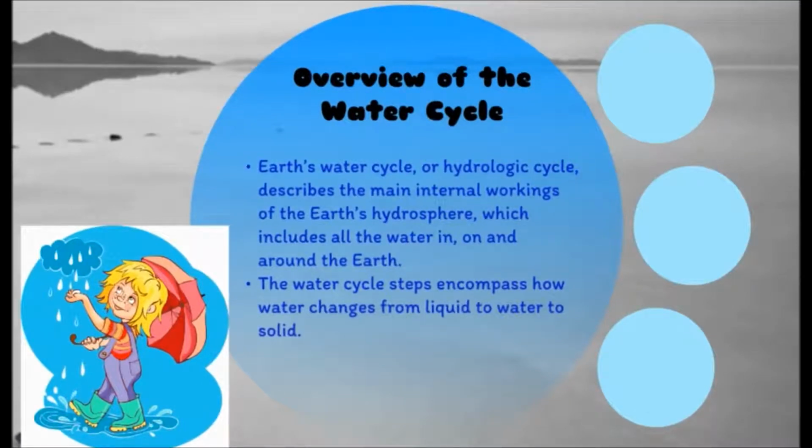An overview of the water cycle. Earth's water cycle, or hydrologic cycle, describes the main internal workings of the Earth's hydrosphere, which includes all the water in, on, and around Earth. The water cycle steps encompass how water changes from liquid to solid, how it moves on the planet, and all places it spends time along the way.